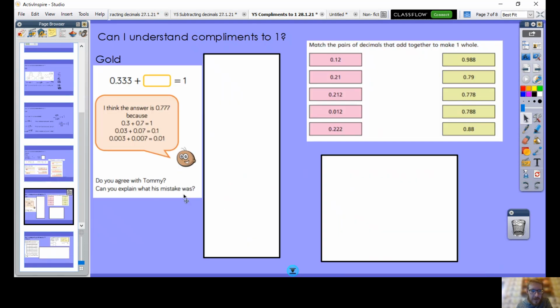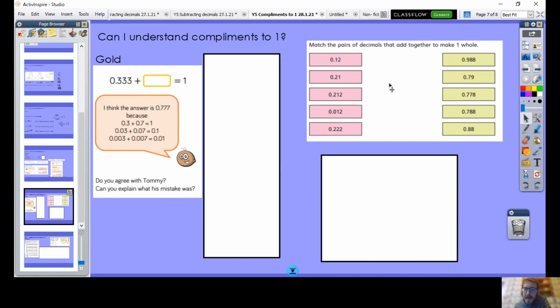Okay, and then your gold questions. So I think the answer is 0.777 because 0.3 add 0.7 is 1 whole. Which means he then thinks 0.03 add 0.07 is 0.1. And then 0.003 adds 0.007 equals 0.01. Do you agree with Tommy? Can you explain what his mistake was? I would suggest you work it out and then maybe have a think about what his mistake was.